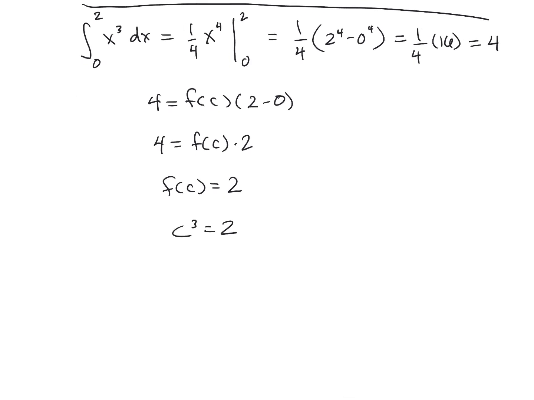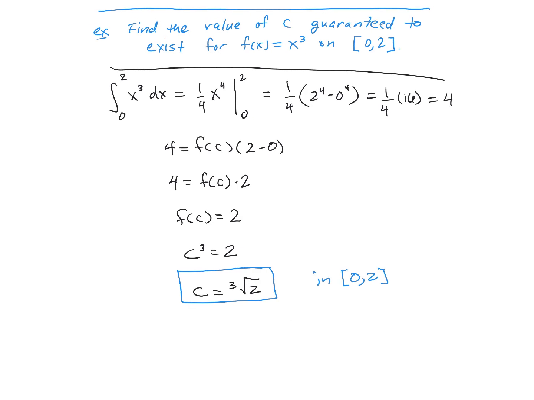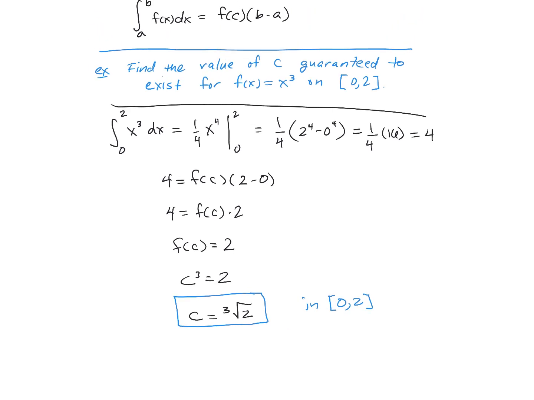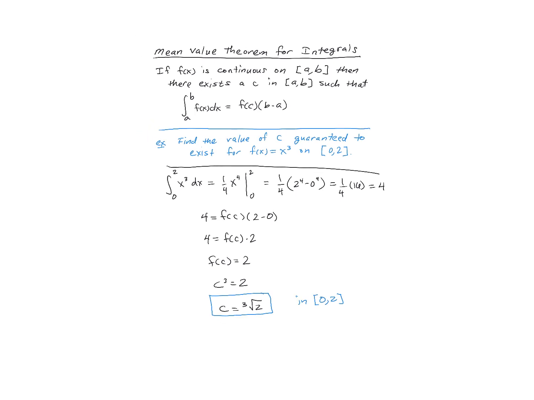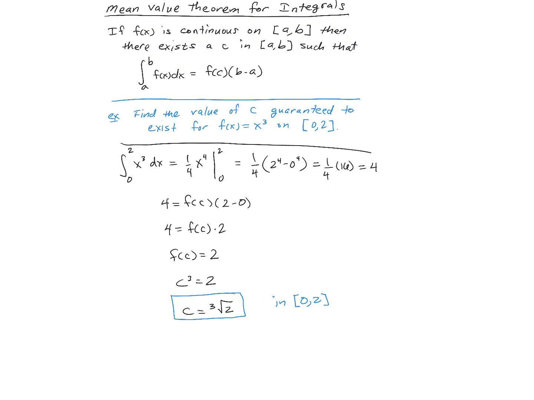And if we take cube roots of both sides, then we end up with the cube root of 2 being that value. And if we think about it, that number is inside the interval from 0 to 2. It's a little over 1. And if we think about what's happening here, this is the value of c where that integral is equal to that value times the length of the interval, which is 2.